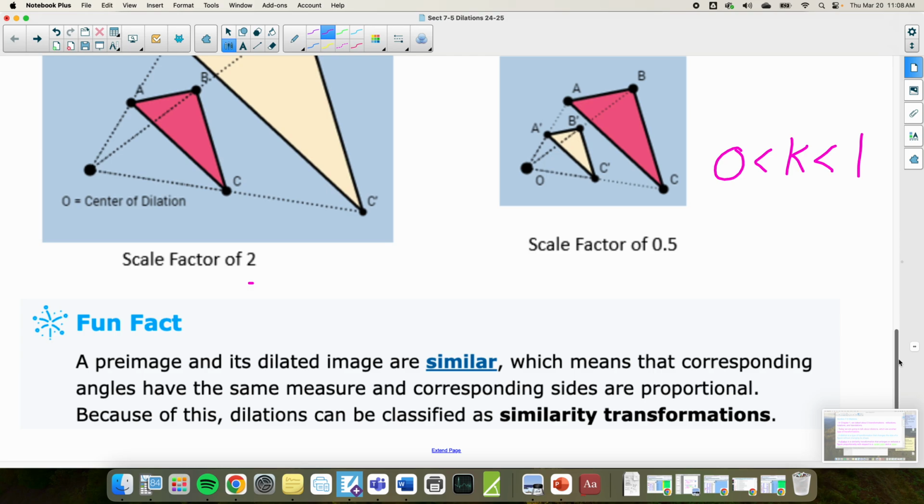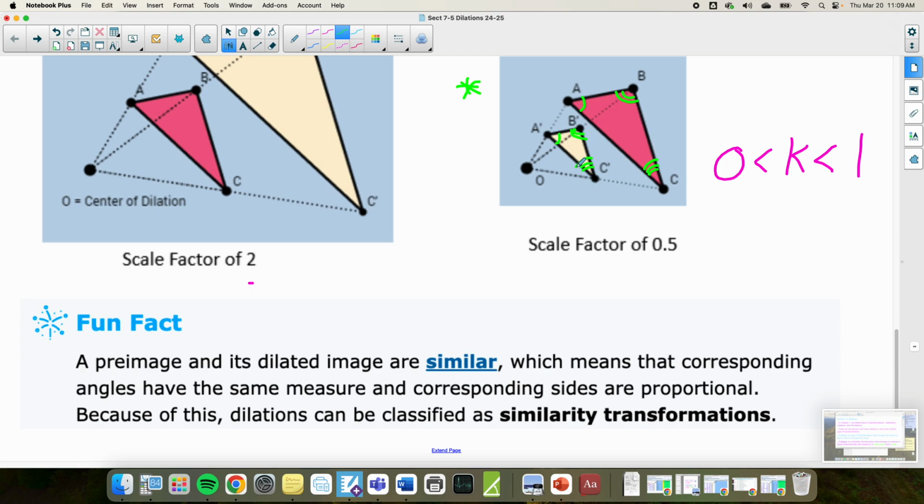Then, another thing I wanted to explain is these dilations are not only transformations, they're also similar figures. So if you took this scenario right here, okay, and you found angle A and angle A prime, they would be the same. If you did B and B prime, those would be the same. And if you did C and C prime, those would be congruent, okay? So they're similar because the angles are going to be congruent, the corresponding angles.